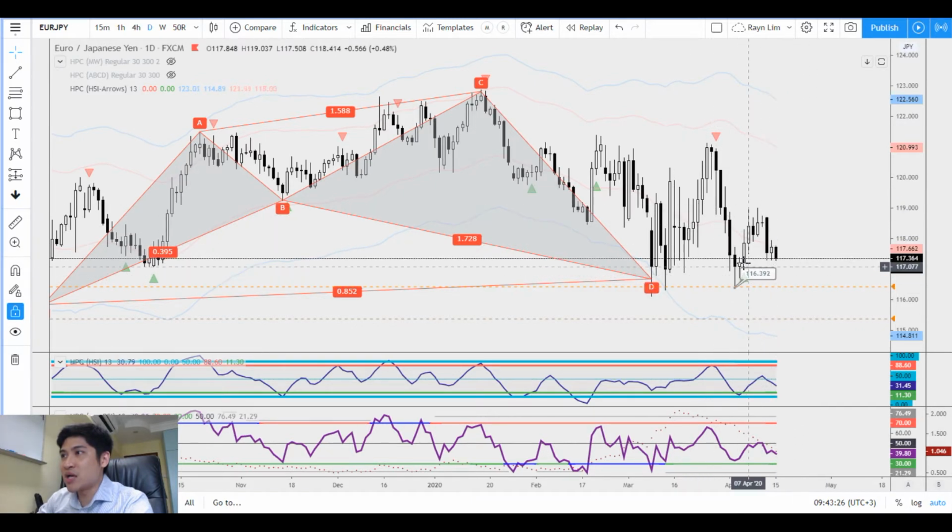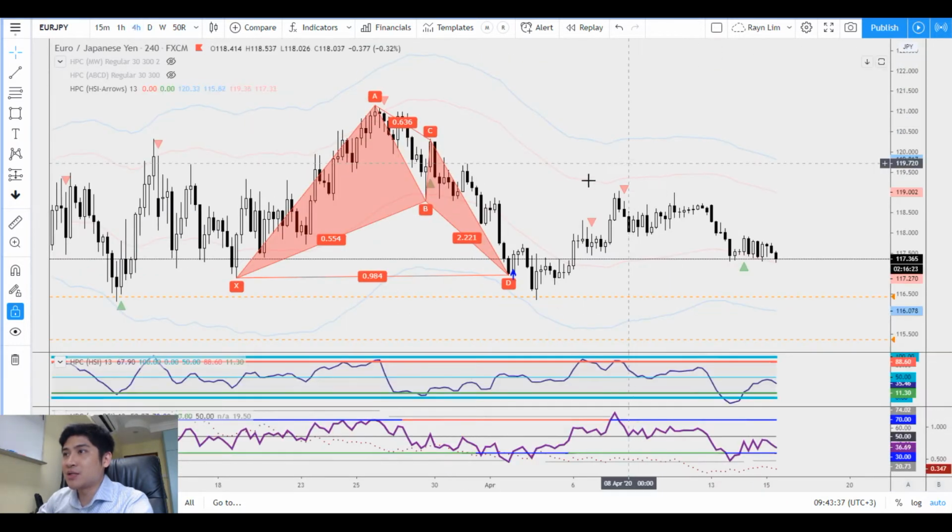If over here I do see a confirmation, or rather an indecision candle with a confirmation candle, I'll still engage the trade because the reward to risk is just amazing. Down to the 4-hour chart, this is what we have. Bullish bat pattern. It went up, took out target 1, came back down.